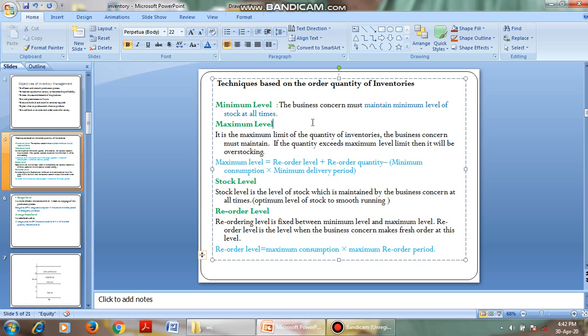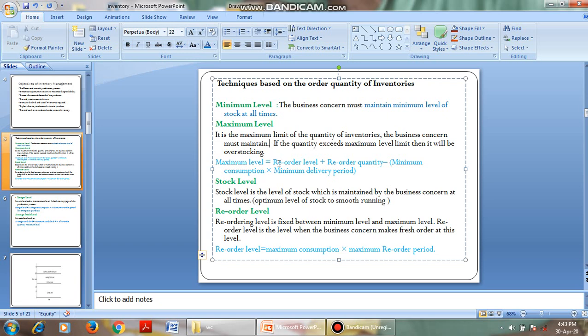Maximum stock is the maximum limit which we can store or we can use. Other than that we are not supposed to purchase. For example, we need 100 bags of raw material. What do you purchase? 105 or 110. 110 is the maximum level. More than 110 we should not purchase. It is the maximum limit of quantity of inventories. The business concern should maintain the maximum quantity. More than that quantity leads to losses. If you purchase 120 bags of raw material, these 20 bags are waste.